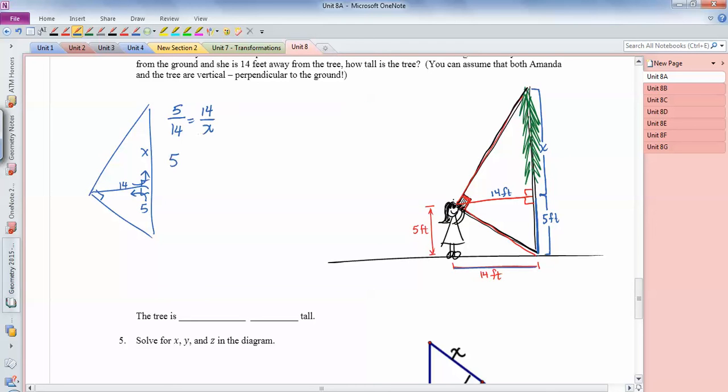And then if you cross multiply, you get 5x equals 14 squared, which is 196. And then x ends up being 196 divided by 5, which is 39.2. So it's 39.2. Oh, wait, that's not right. The x is right, it is 39.2. But if you notice, the tree isn't 39.2 feet tall. It's 39.2 plus 5 feet tall. So that ends up being 44.2. So we're 44.2 feet tall.